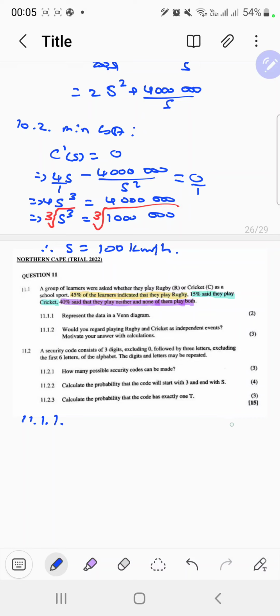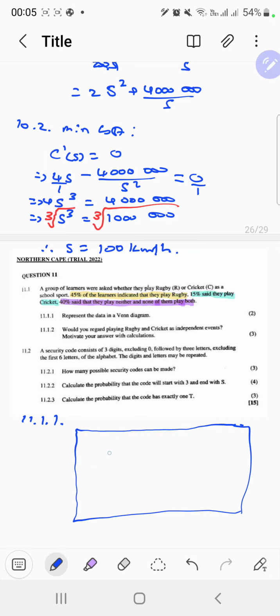11.1.1. Of course, you always take the sample space into some triangular box, and then you do your circles. Usually they overlap, but you don't even have to show that they overlap. It's not a problem. But here's what we know: 45% play rugby, so this is collegiate, 15% play cricket, and then the 40% are here. They're like, thank you very much, we don't play anything.